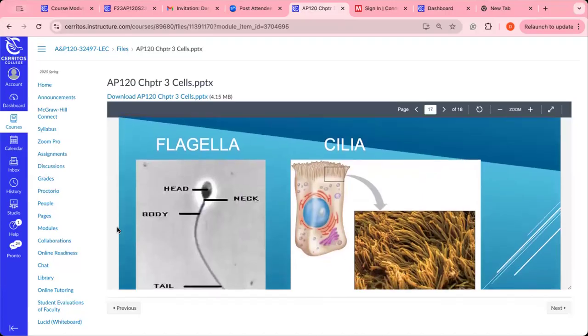Now here you have a picture of different ways that cells or bacteria can move. Sometimes you have organisms that move with flagella, which are basically long tail-like structures. So we've got this long tail, and it moves by swishing its tail around. Got the head up here, and the neck, and then the body and the tail. So it moves by moving its tail around, flagella.